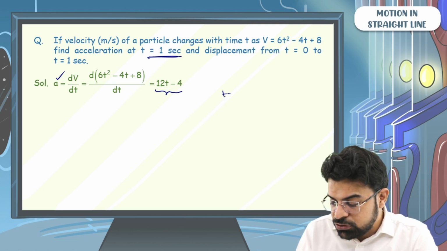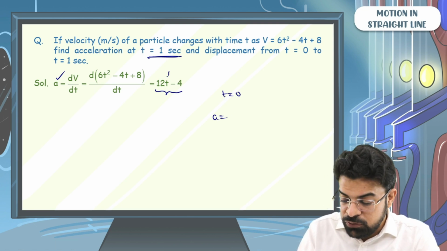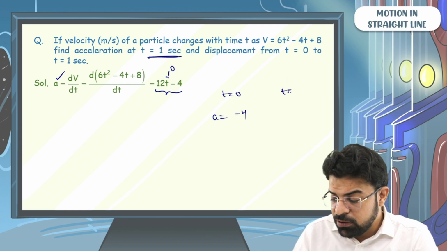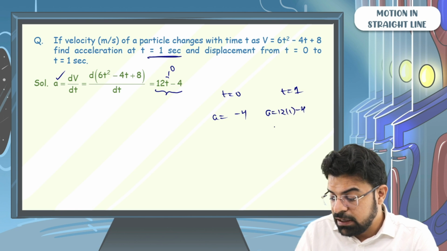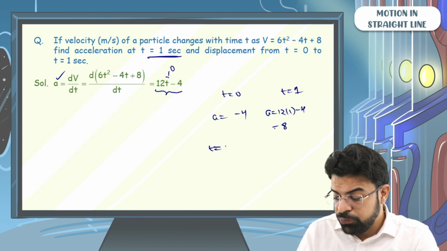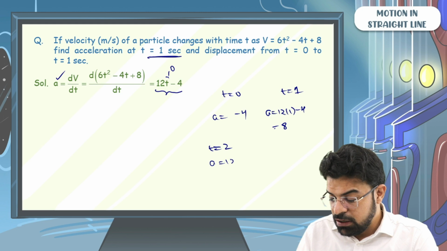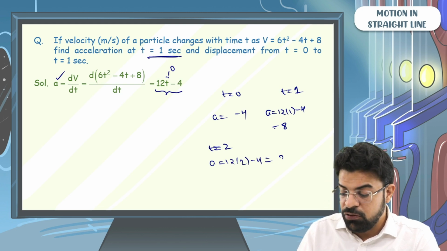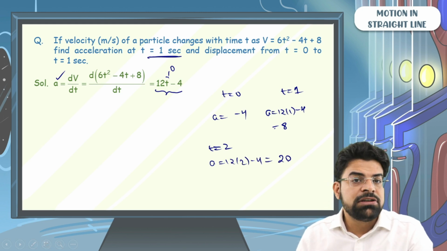So at time equals 0, acceleration will be equal to 12 into 0 minus 4. At time equals 1, you can write acceleration as 12 into 1 minus 4, that is 8. At time equals 2, acceleration is 12 into 2 minus 4, that is 24 minus 4, that is 20. So now you know acceleration at all times.